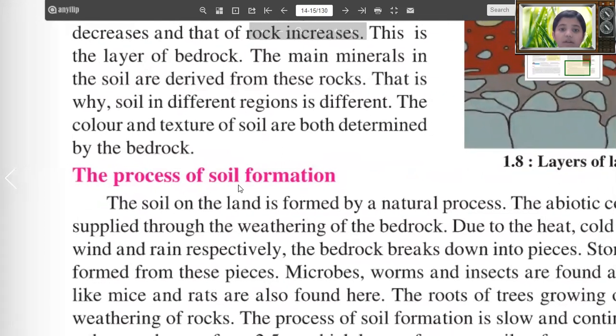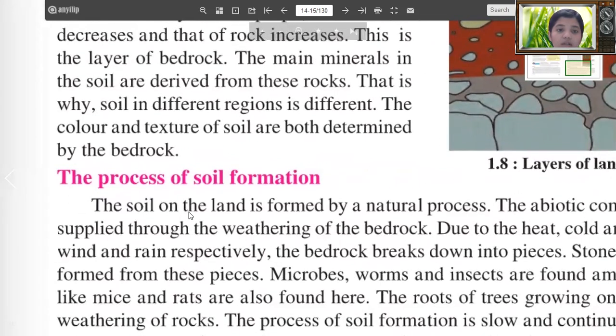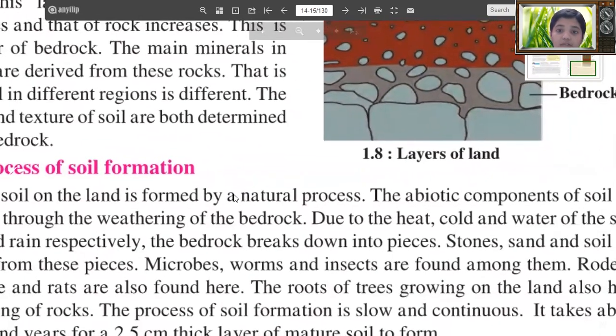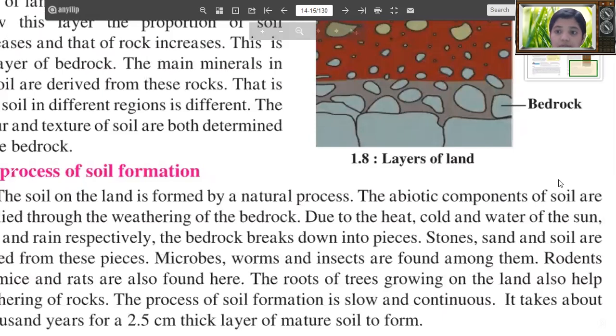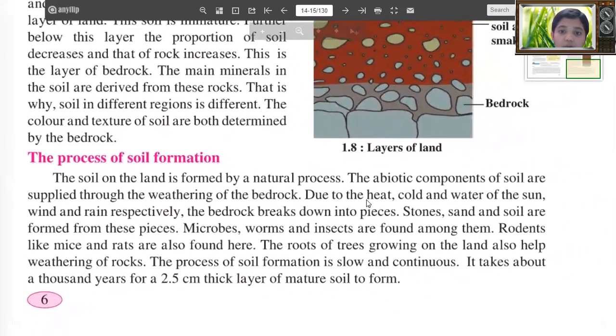The process of soil formation. The soil on the land is formed by a natural process. The abiotic components of soil are supplied through the weathering of bedrock due to the heat, cold, and water of the sun, wind, and rain, respectively. The bedrock breaks down into pieces, stone, sand, and soil.